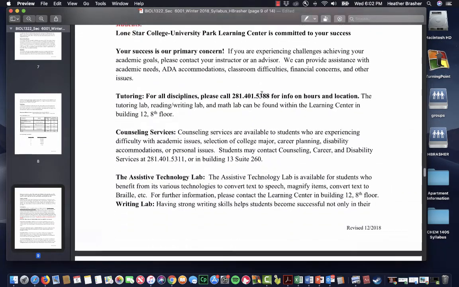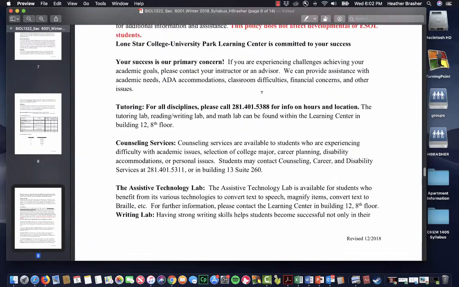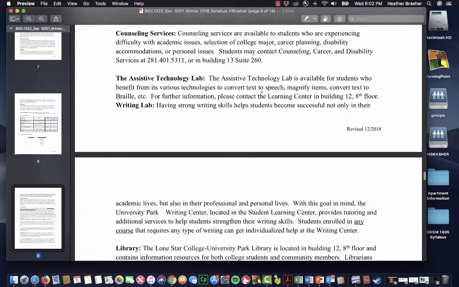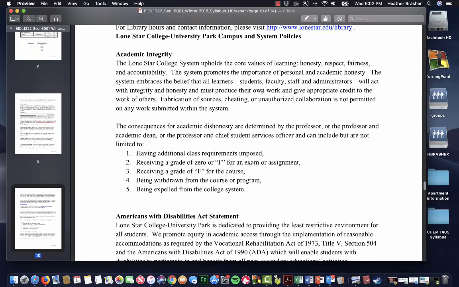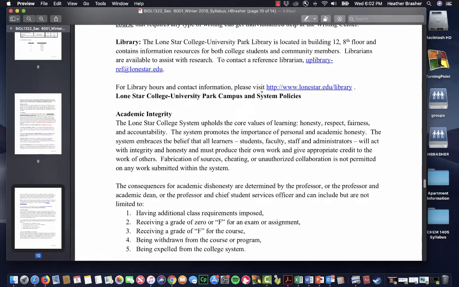The rest of this, guys, I'm going to kind of go through quickly because this is standard in all the syllabi provided here at Lone Star University Park. So please read over that yourself.